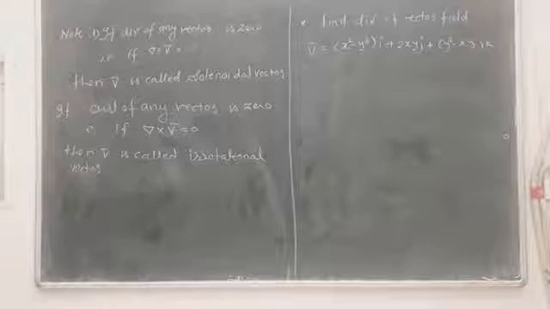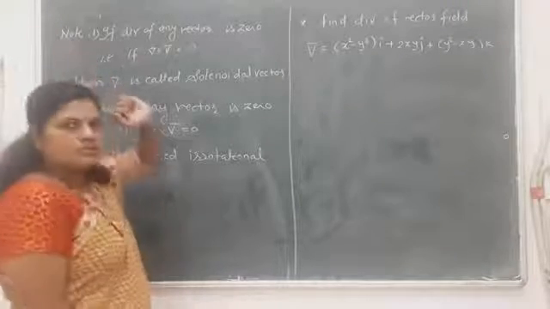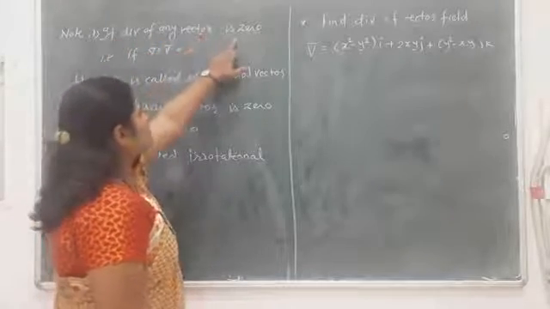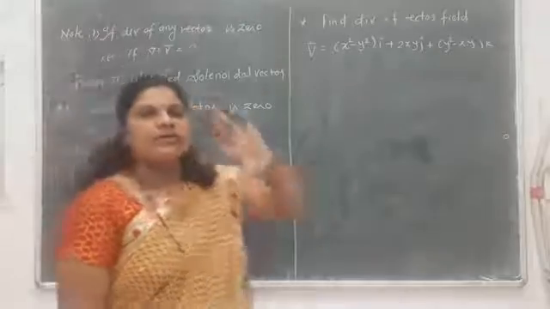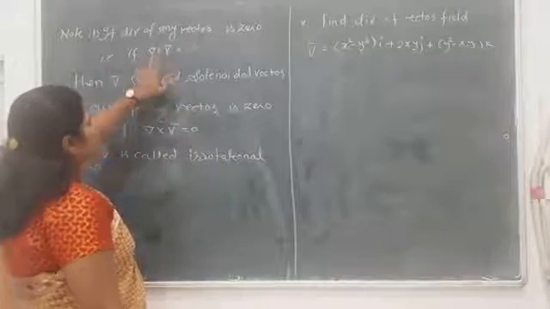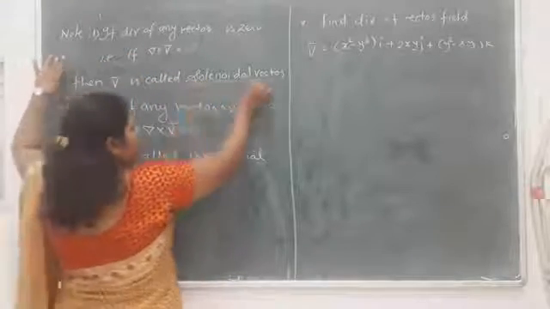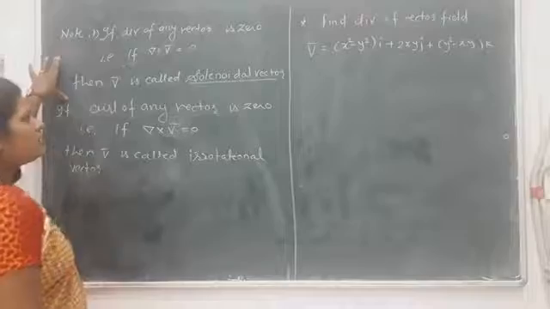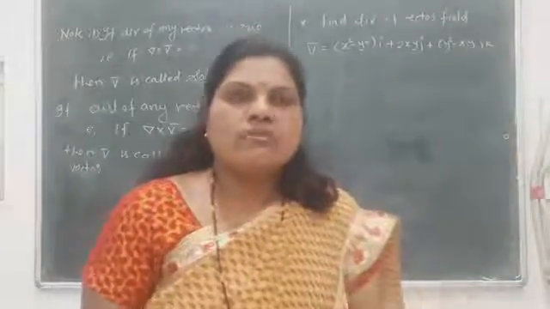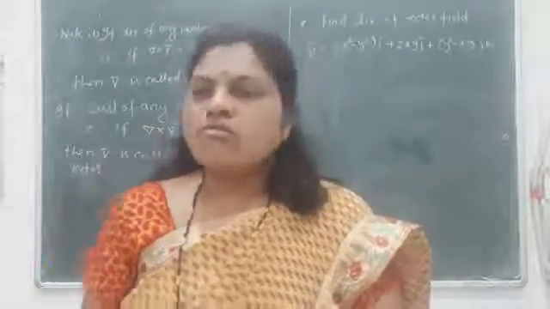Now we will see the problems on divergence and curl of a vector. Before that, we will see one more note: if the divergence of any vector is zero, that is, suppose V bar is a vector such that del dot V bar is equal to 0, then in that case V bar is called a solenoidal vector. It has a particular name, a solenoidal vector. It means that the vector has no divergence.